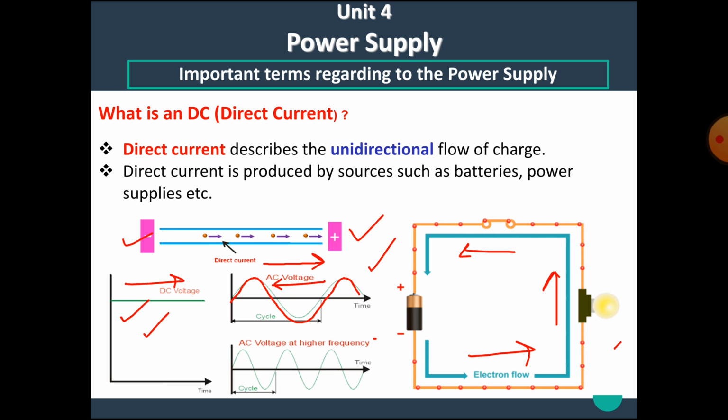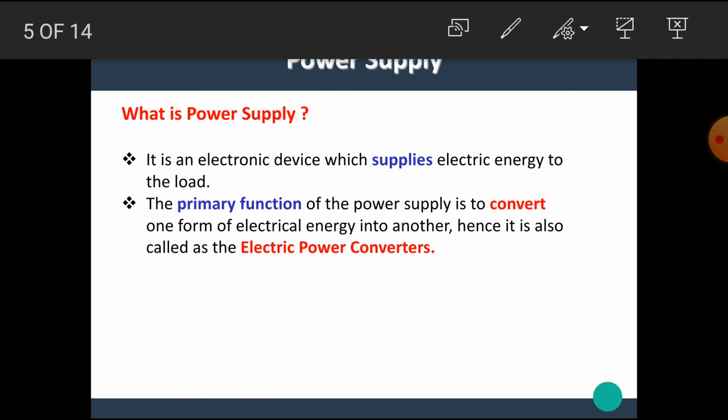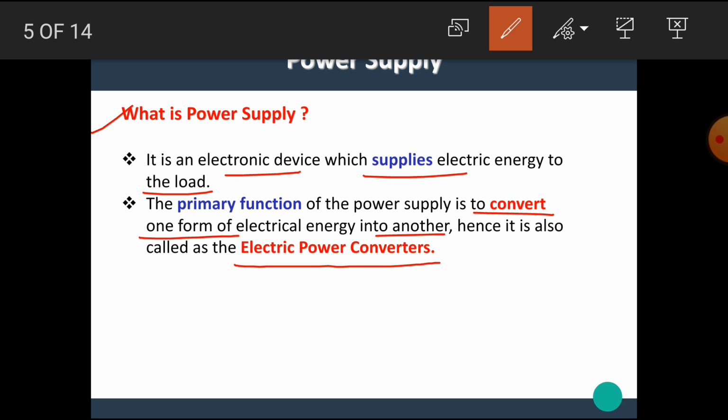For example, we use a charger to charge our mobile. The output of the charger is of the DC type. Okay, now let's see the next term. What is a power supply? The power supply is an electronic device which supplies electrical energy to the load. The primary function of the power supply is to convert one form of electrical energy into another. Hence, it is called an electrical power converter. That means we can say that the power supply is an electrical energy converter.